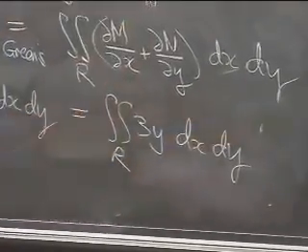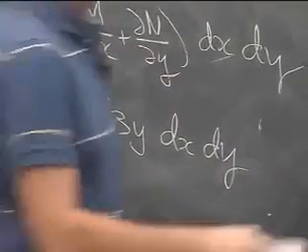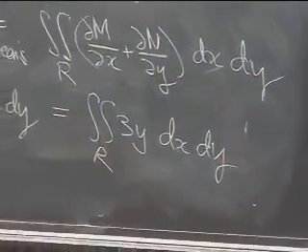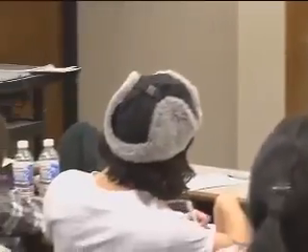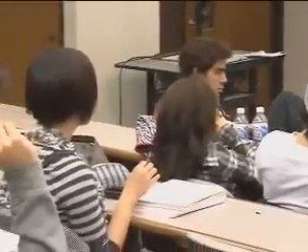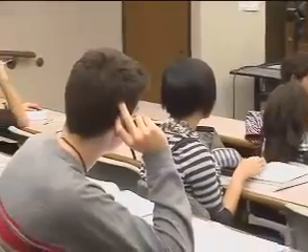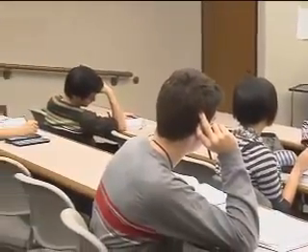Well, this is just a double integral. We have to do it, but we've done it before. The 2y is the derivative with respect to y of y squared minus x squared. This is dN/dy. You see it? Okay.